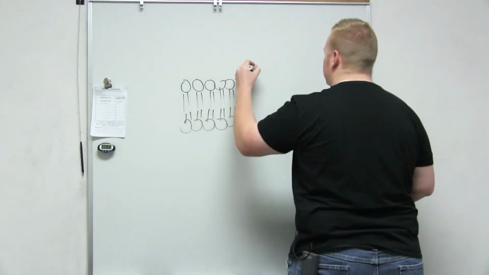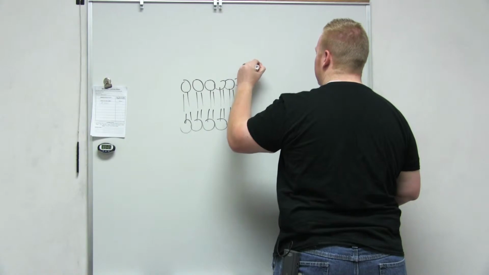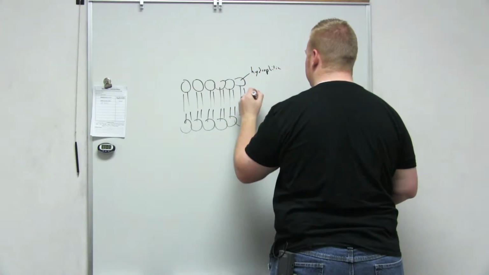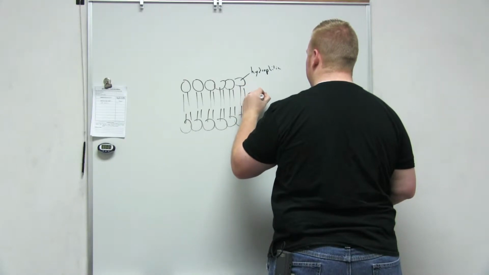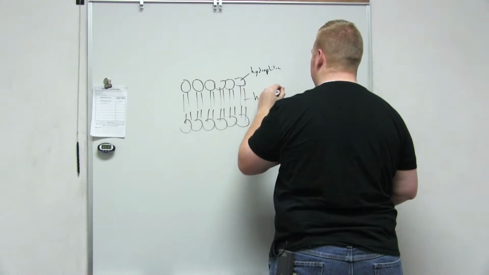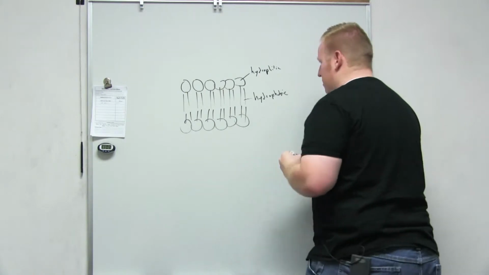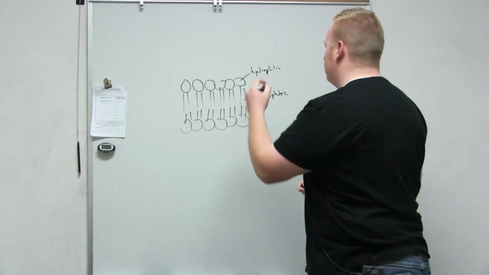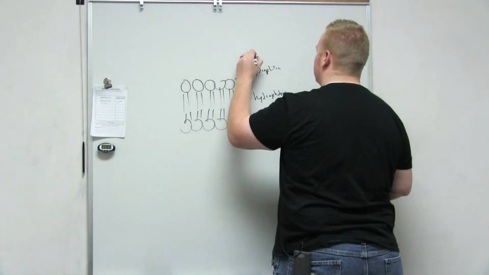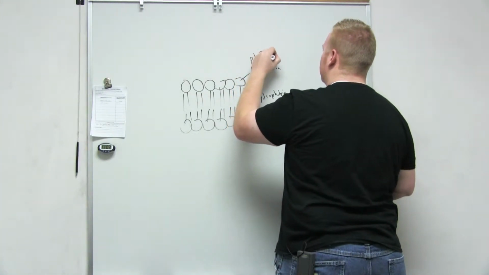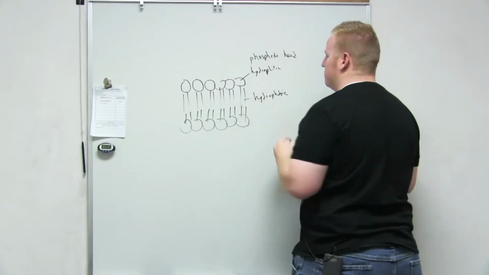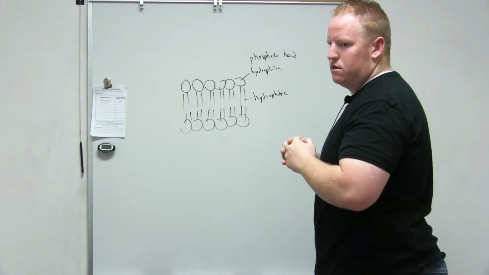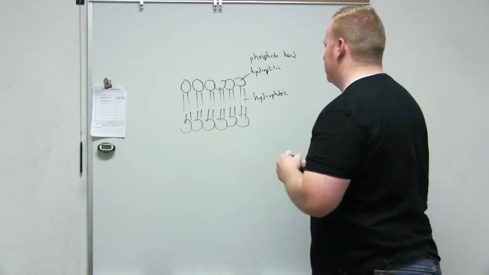See the heads, which are what? Hydrophilic, water loving. The tails, which are hydrophobic. And you know what these are? Those are phospholipid. Yeah, they're phosphate. Phosphate. You know what the tails are made of? No. Fatty acids. Fatty acids, okay.